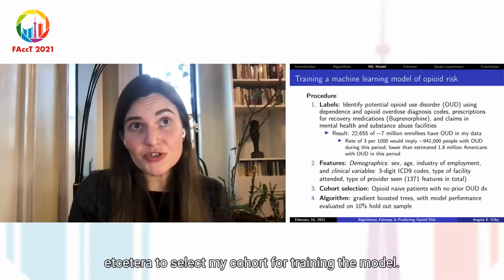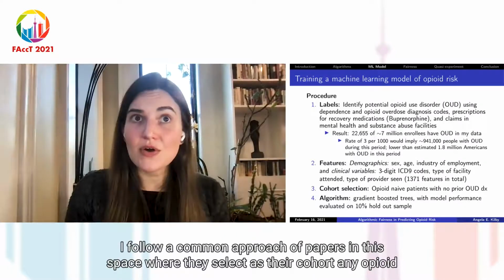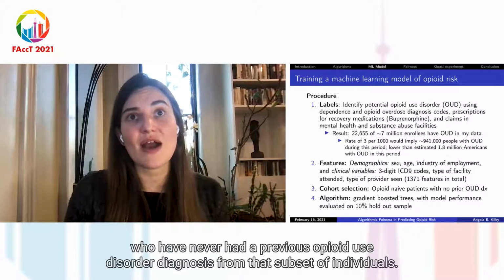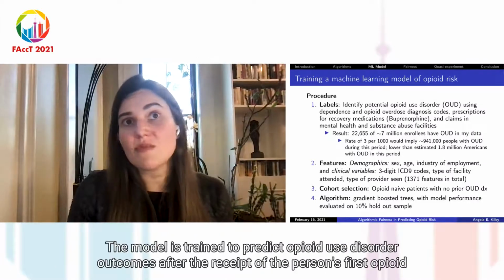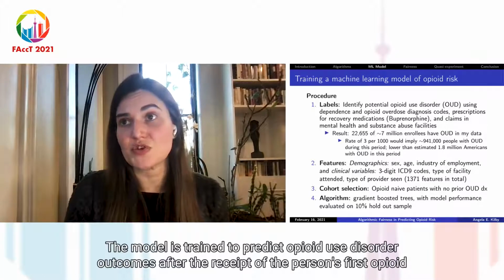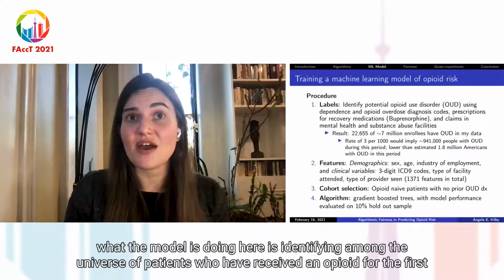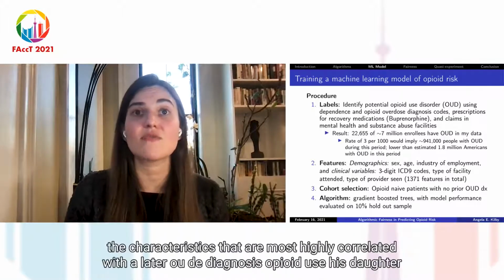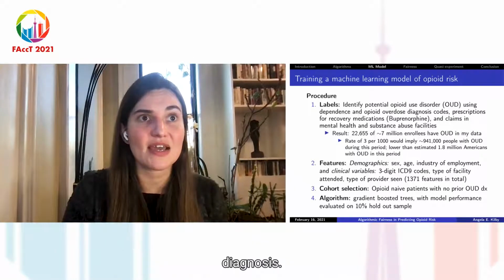To select my cohort for training the model, I follow a common approach of papers in this space, where they select as their cohort any opioid-naive patients receiving their first opioid prescription who have never had a previous opioid use disorder diagnosis. From that subset of individuals, the model is trained to predict opioid use disorder outcomes after the receipt of the person's first opioid prescription. So specifically, what the model is doing here is identifying, among the universe of patients who've received an opioid for the first time, the characteristics that are most highly correlated with a later OUD diagnosis, opioid use disorder diagnosis.